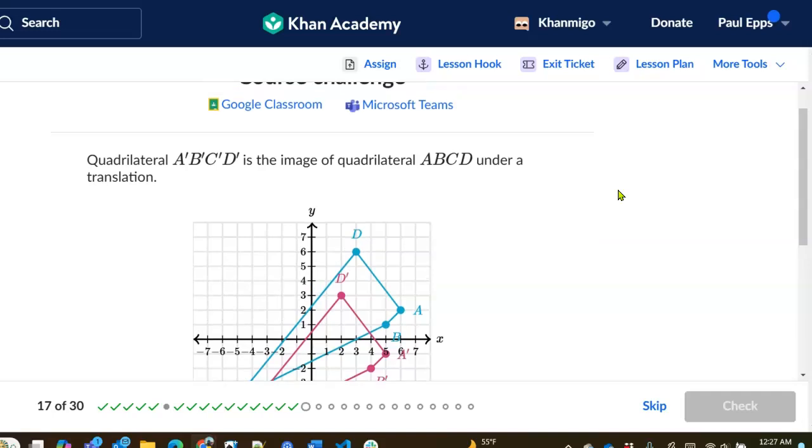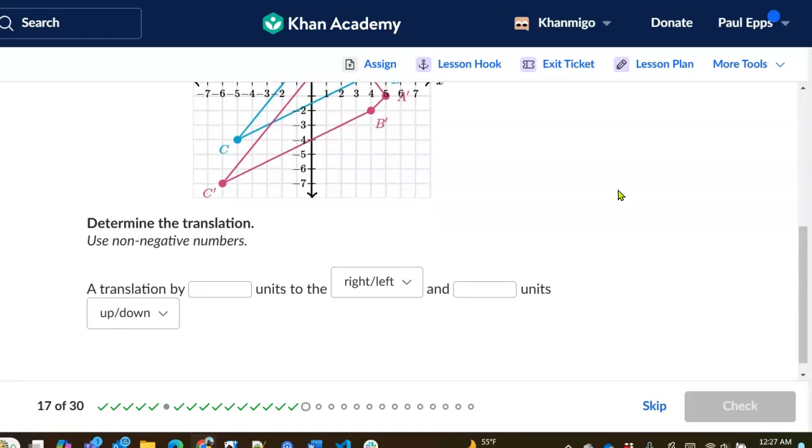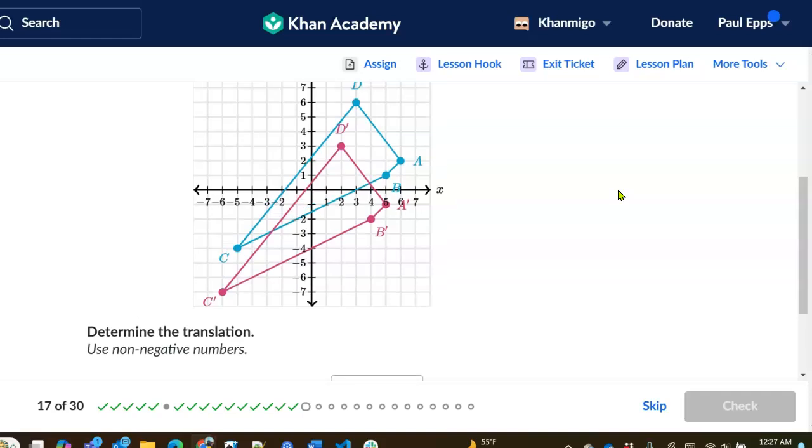Okay, quadrilateral A prime, B prime, C prime, D prime is the image of quadrilateral ABCD under a translation. Determine the translation, use non-negative numbers.